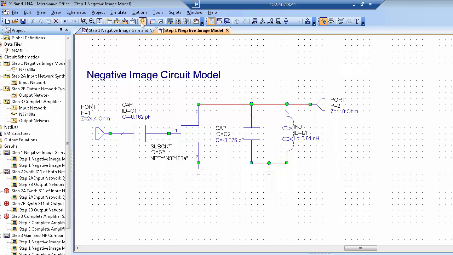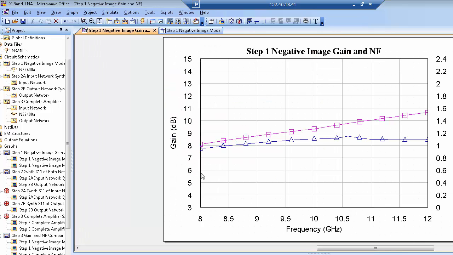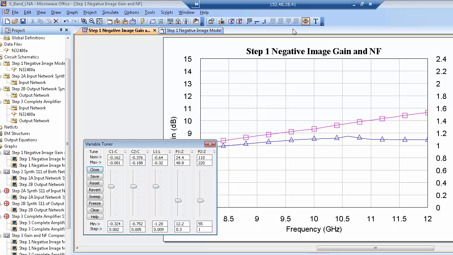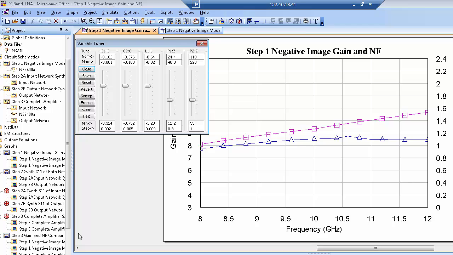We just ran an analysis. We see that this is the result that we have so far with those values, not adequate. Let me look at the tuning tool. Let me see if I can find some space here for this tuning tool, and I'm going to vary the parameters. So we have our 2 capacitors, an inductor, and our 2 port impedances. So let me just play around and see what happens.